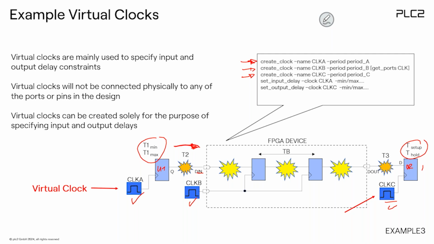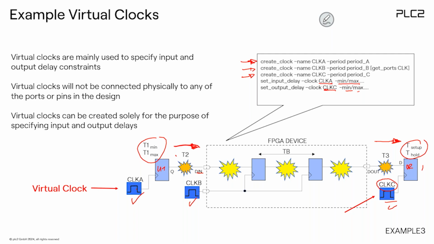So set input delay. The input delay is in reference to clock A. You define the min and max value, so these are two specifications. And then the same for the output delay. The output delay is in reference to clock C, and you define again the min and max value, which are setup and hold. That's actually the complete physical implementation.